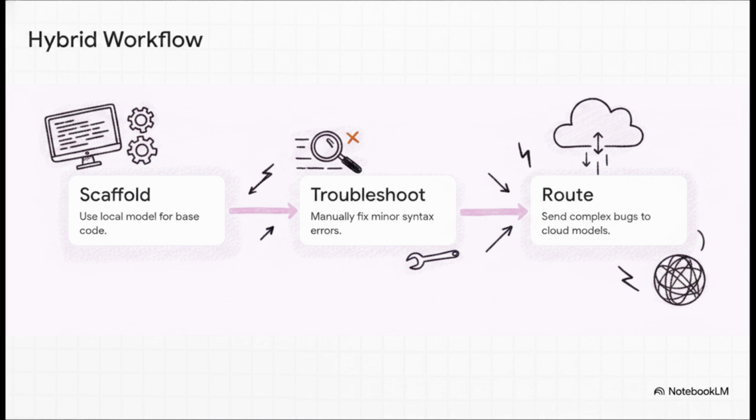You use your blazing fast, zero-cost local model to do all that heavy initial scaffolding and boilerplate generation. You manually troubleshoot the minor syntax errors locally. But if you hit a truly stubborn, complex bug, that's when you route just that specific, isolated problem up to a larger cloud model. You drastically cut your API costs while maintaining premium performance across the board.